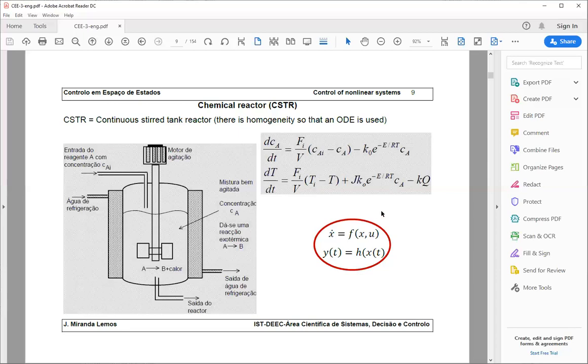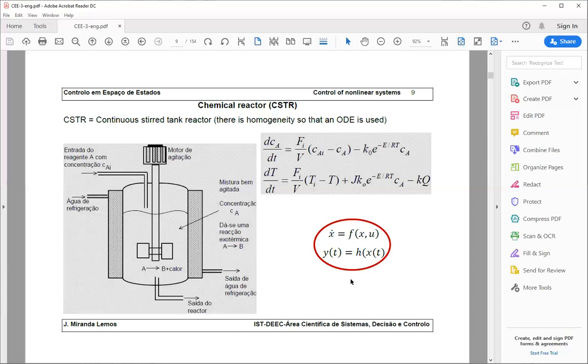Now, first of all, we have this form of the equations. This is F1, this is F2. So F is the vector field, given by these formulas here. Remember that U is CAi and X is made of the Ca and T. And Y, well, you can define what Y is. You can say that Y is, for instance, the concentration of A at the output of the reactor.